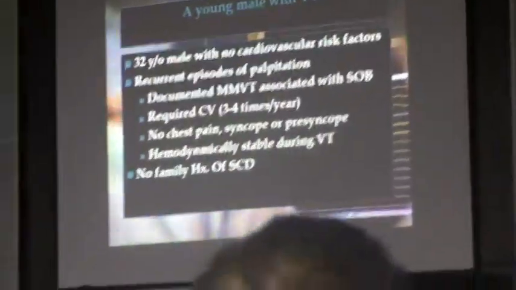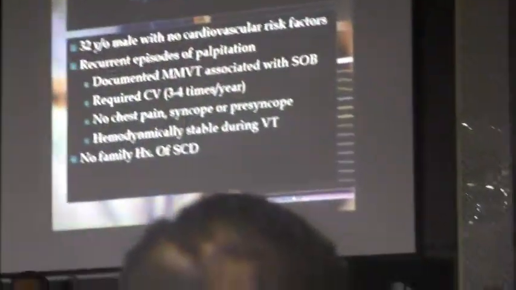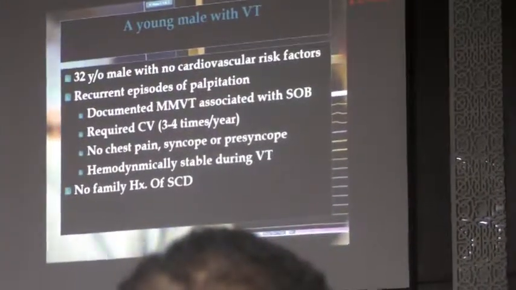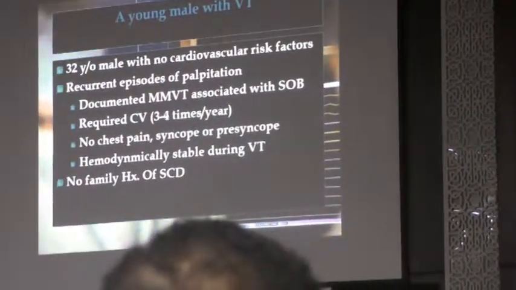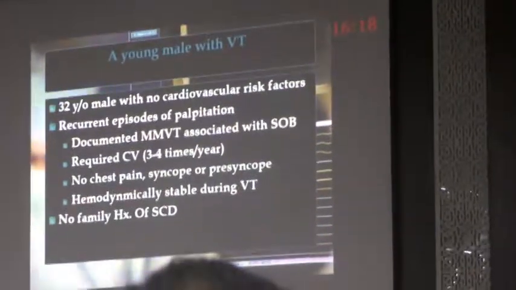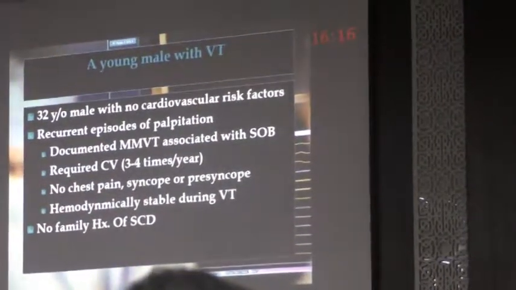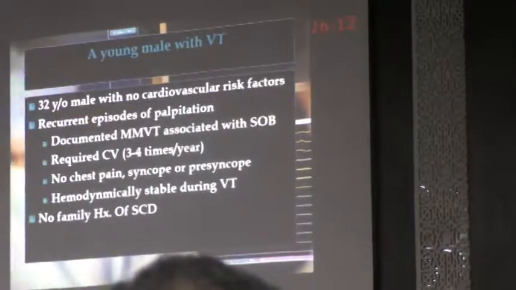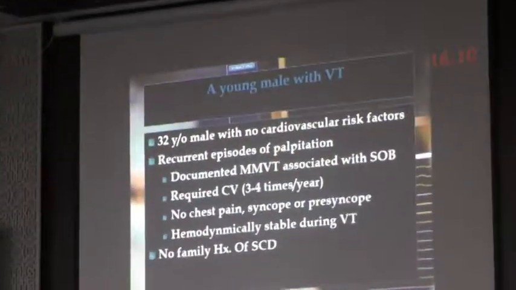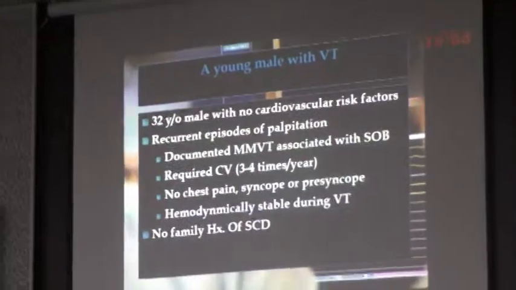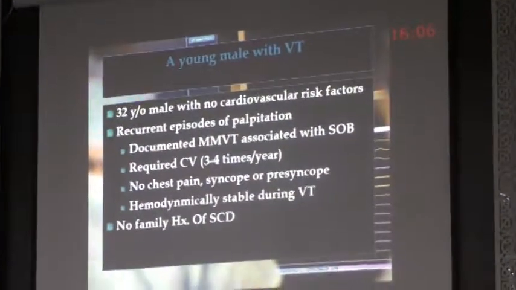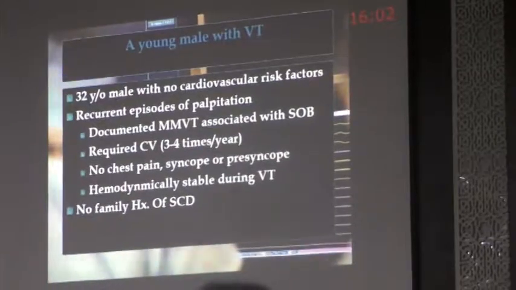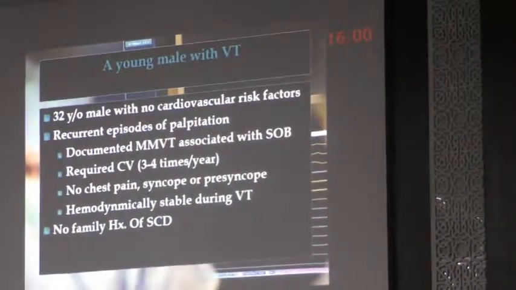So, to discuss the various techniques used in VT ablation, I will present one case we have seen a few years ago. A young male, 30-year-old, with no cardiovascular risk factor. He presented with recurrent episodes of palpitation with documented monomorphic VT. And he actually required several episodes of conversion, 3 to 4 per year. And he denied any history of chest pain, syncope, or pre-syncope.